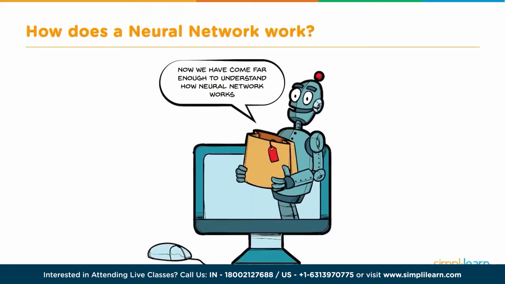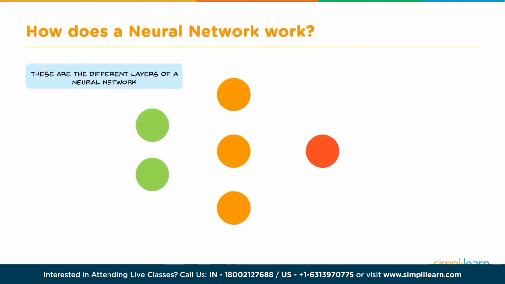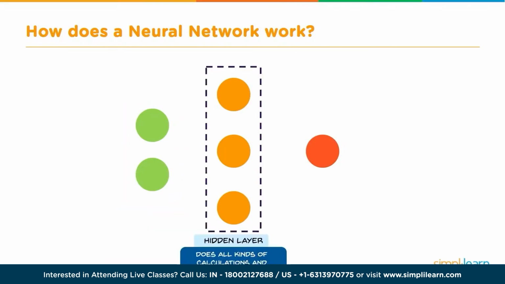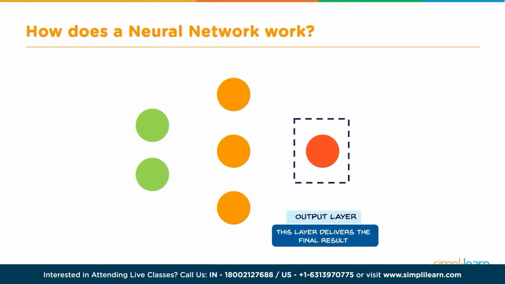So now we've come far enough to understand how a neural network works. Let's go ahead and walk through this in a nice graphical representation. They usually describe a neural network as having different layers. And you'll see that we've identified a green layer, an orange layer, and a red layer. The green layer is the input. So you have your data coming in. It picks up the input signals and passes them to the next layer. The next layer does all kinds of calculations and feature extraction. It's called the hidden layer. A lot of times there's more than one hidden layer. We're only showing one in this picture, but we'll show you how it looks in more detail in a little bit. And then finally we have an output layer. This layer delivers the final result. So the only two things we see are the input layer and the output layer.